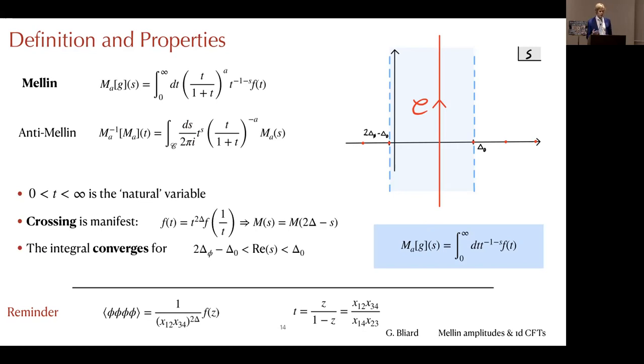In this setting, we have a manifest crossing. So we have the crossing in position space. In terms of this variable, it has a bit of a changed form, but it is the same principle. And in Mellin space, we have a relation for the Mellin variable S. So the crossing maps S to 2 delta minus S, which is very reminiscent of crossing in Mandelstam variables in one dimension.